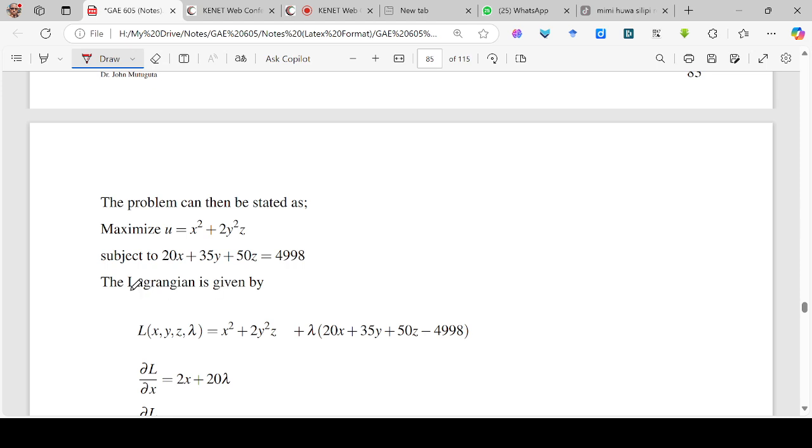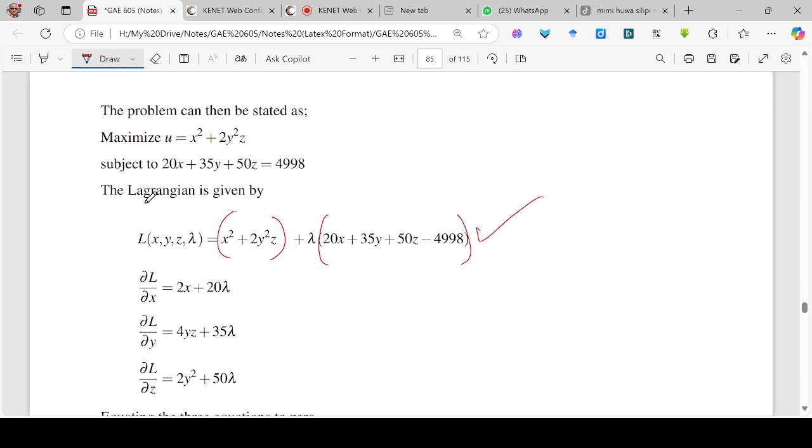Then we set up the Lagrangian. We have the function here, and then this is the constraint function. We differentiate partially with respect to x to get 2x plus 20 lambda, partially with respect to y to get 4yz plus 35 lambda, and partially with respect to z, we get 2y squared plus 50 lambda.